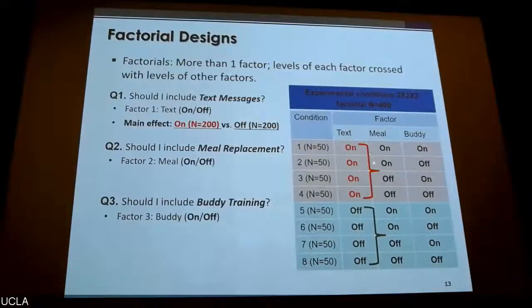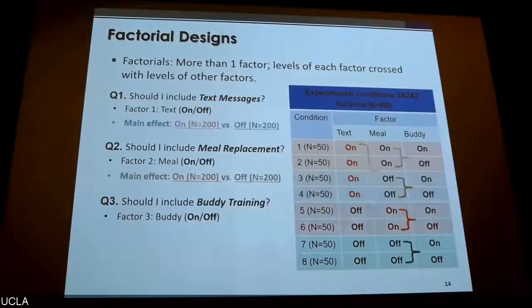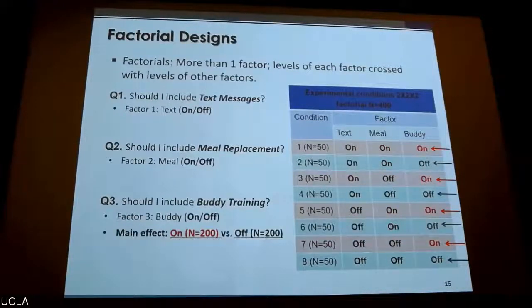Again, this can be answered by pulling out some information from all the people who got text messages and comparing it to all the people who did not. Half of the sample versus the other half. 200 people versus 200 people, right? Second, should I include meal replacement? Again, I will compare half of the people who got meal replacement and the half that did not. 200 people versus 200 people. And same thing for body training.